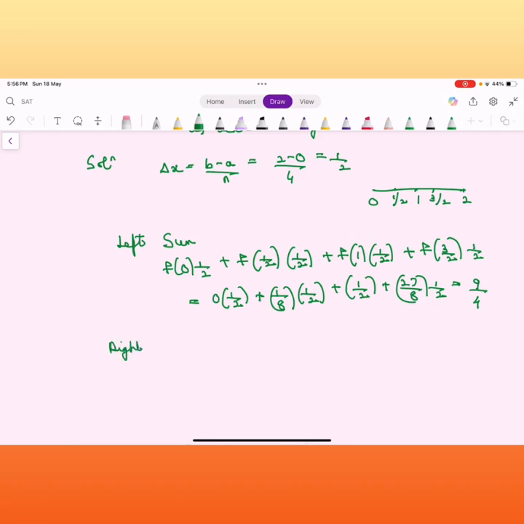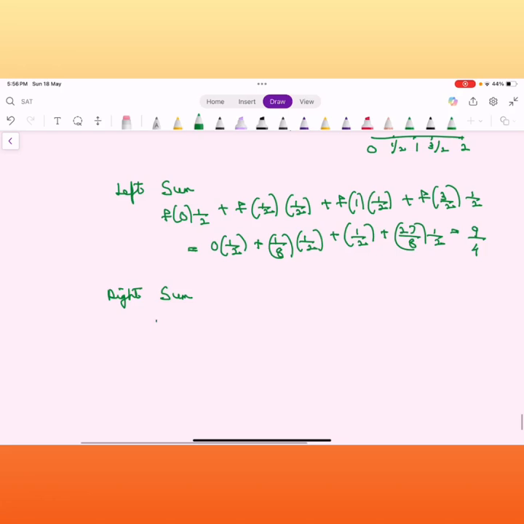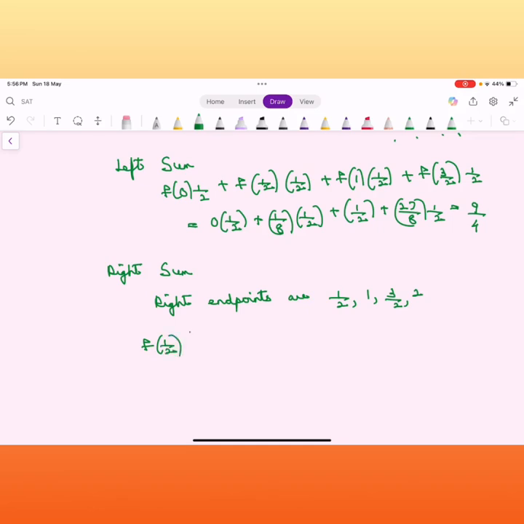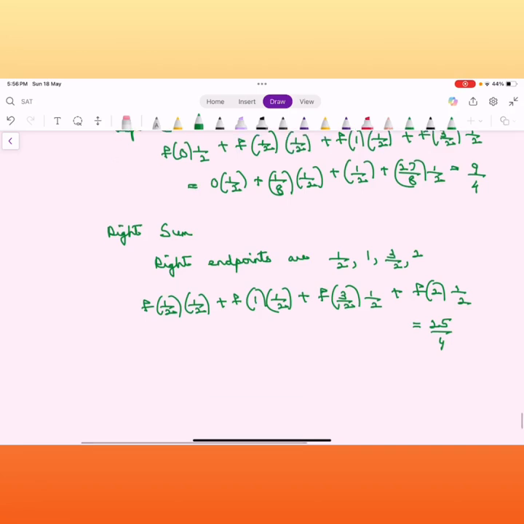So for calculating the right sum, your right endpoints are half, 1, 3 by 2 and 2. You can see here you have half, 1, 3 by 2 and 2. So the right sum will give you f of half into, again the width is half. The next right term is f of 1 into half plus f of 3 by 2 into half plus f of 2 into half. So substituting and simplifying, you will get it as 25 by 4. f of half is 1 by 16 plus 1 by 2 plus 27 by 16 plus 8 by 2. You can calculate the value of f(x) and check it out.